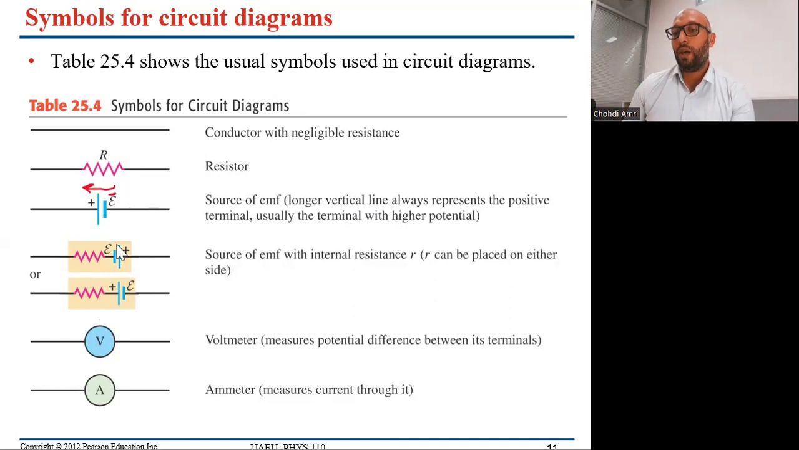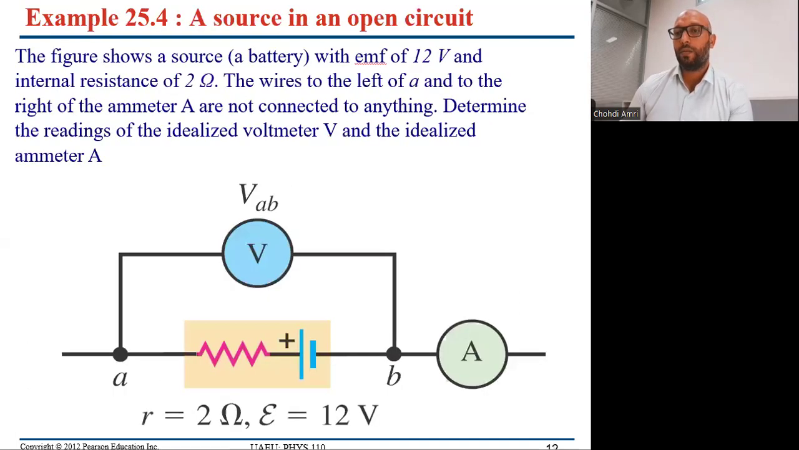Okay, for example, in this case, for the real battery, we have an internal resistance r, and we have an electromotive force epsilon, and this is I. The voltmeter and the ammeter are symbolized by a circle with a V or A inside.